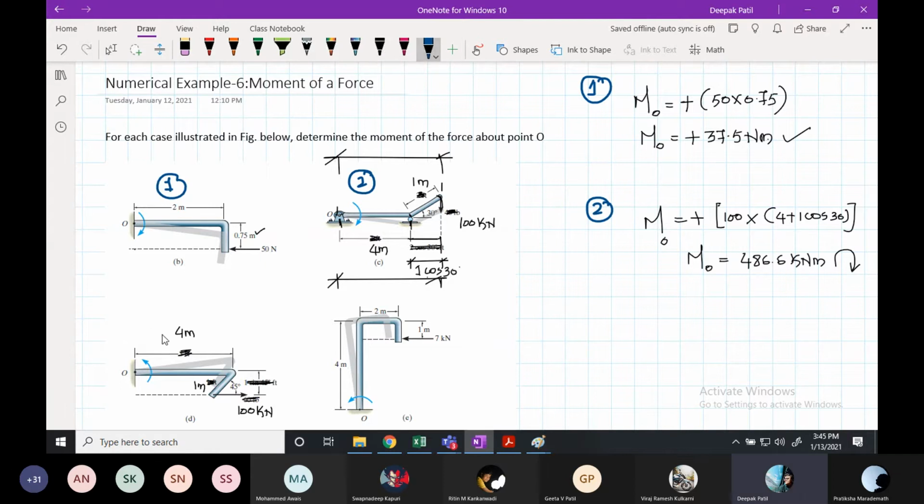Now let me move to the third one. Okay, so I want moment at O. Now you concentrate on this third figure. Right, can anybody tell me what will be the moment at O? Okay, I will write the answer. You tell me how I got that.